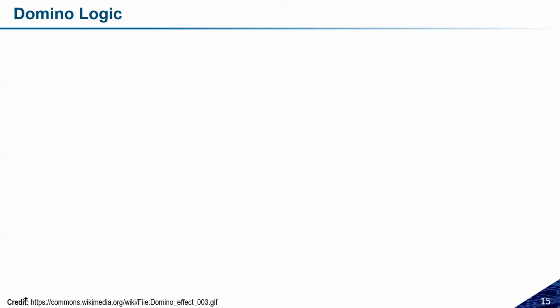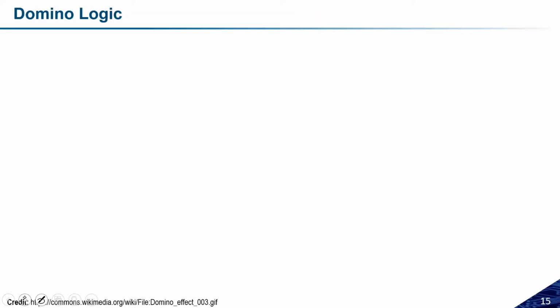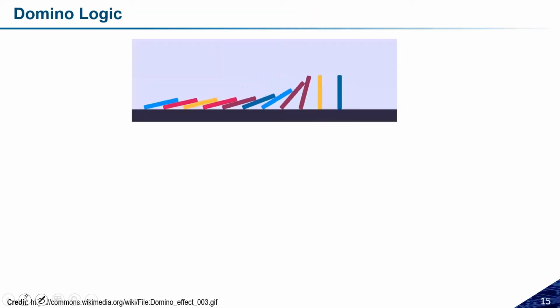Okay, other than these things, what happens if I am connecting n number of dynamic gates back to back, like I'm cascading n number of dynamic gates back to back, then what will happen? Okay, so see here, and why we know this as domino logic.